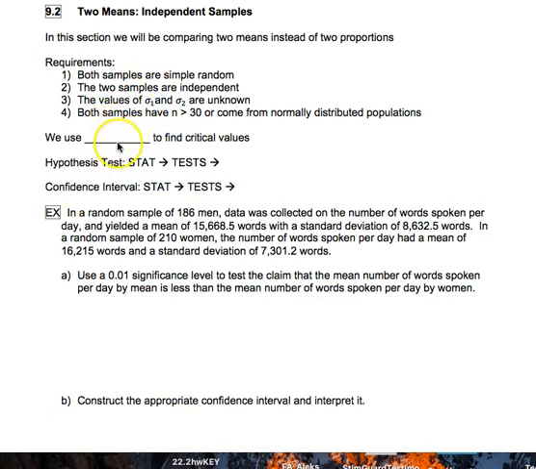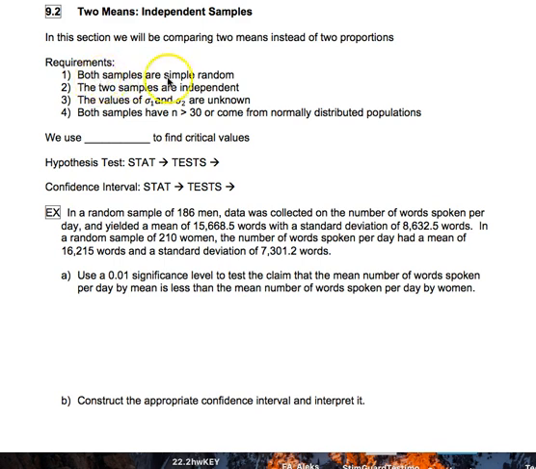Okay, so today we're also going to be talking about hypothesis testing and confidence intervals where we have two different samples. This time, however, our two samples, we are comparing the means as opposed to 9-1 where we were comparing the proportions. So we have basically the same requirements we've always had for means, except that it now applies to two different samples instead of to just one.